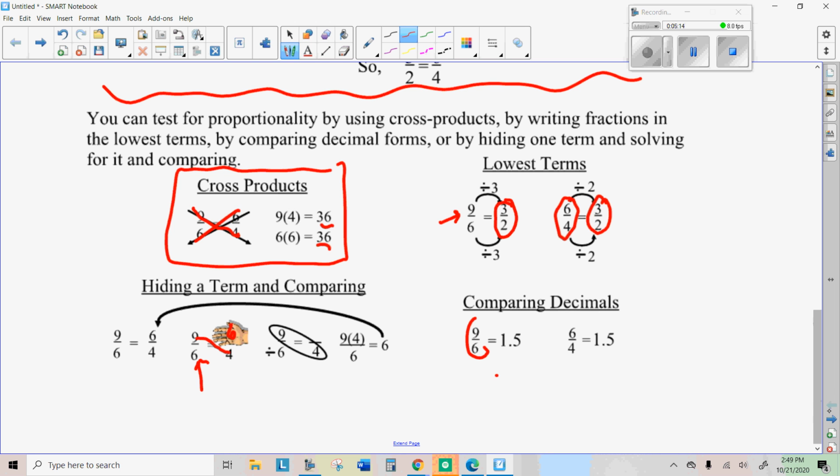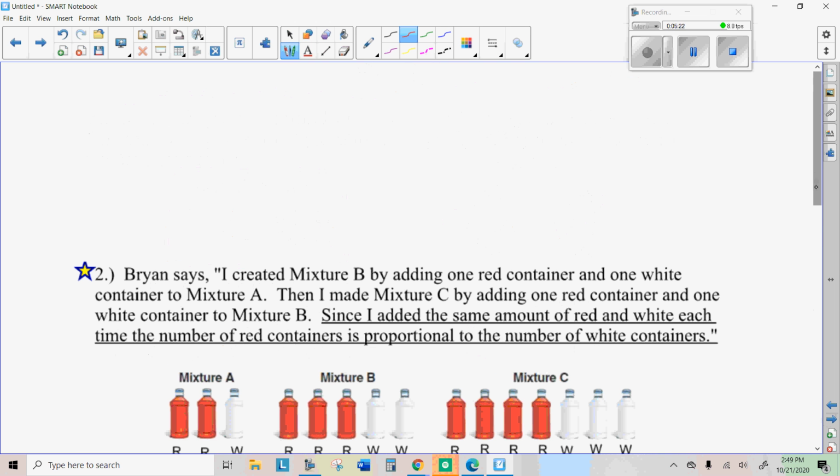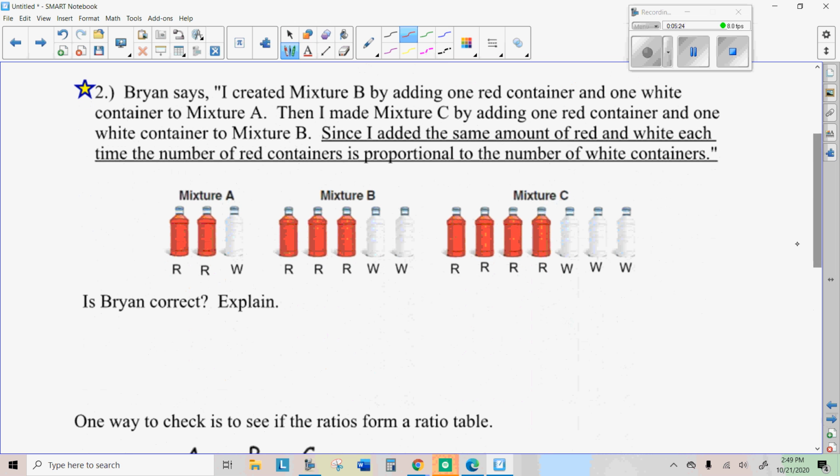And if you get the same decimal, you have the same fraction, which means you have a proportional relationship. All right, so let's do some problems and see if it is proportional. Okay, Brian says that he created mixture B by adding one red container and one white container to mixture A.